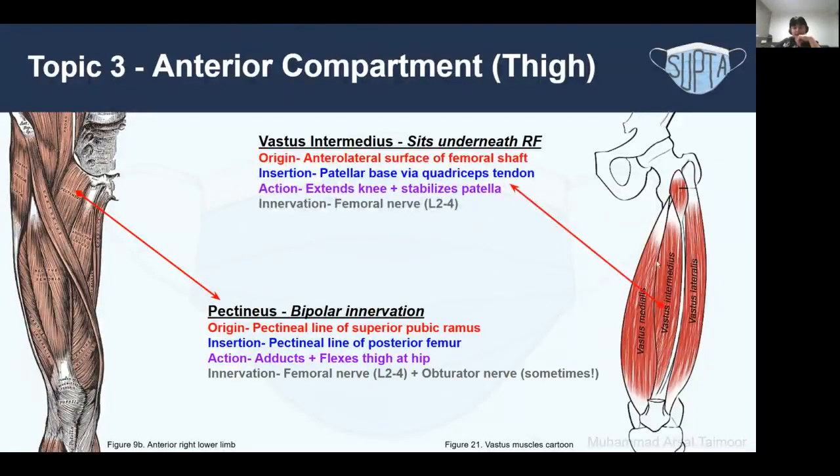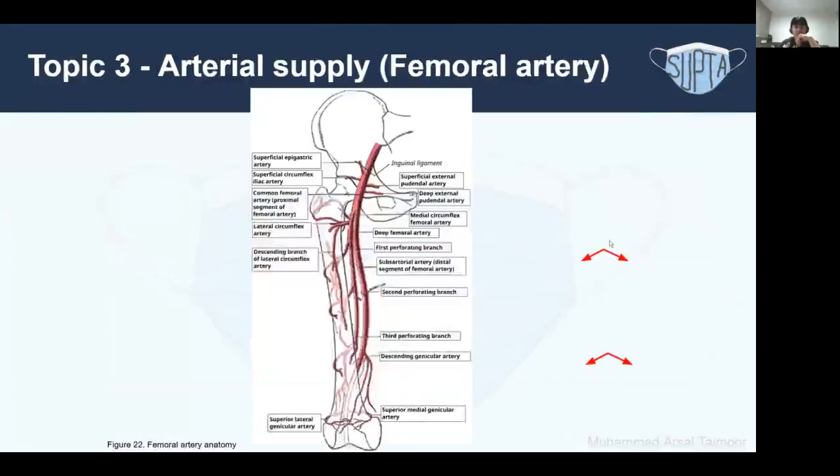And then the vastus intermedius, I don't think I mentioned that. Yeah, so we talked about the vastus lateralis and the vastus medialis. The vastus intermedius is between and underneath the rectus femoris. It has an origin on the femoral shaft, and then it inserts onto the patellar base. Again, it extends the knee and stabilizes the patella.